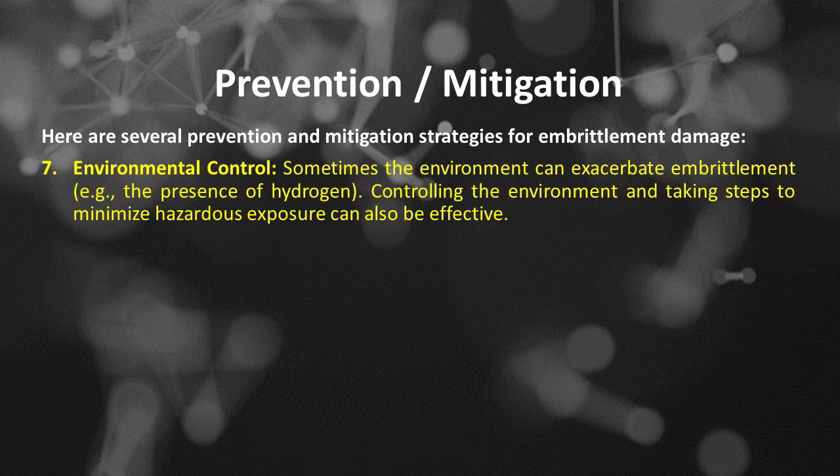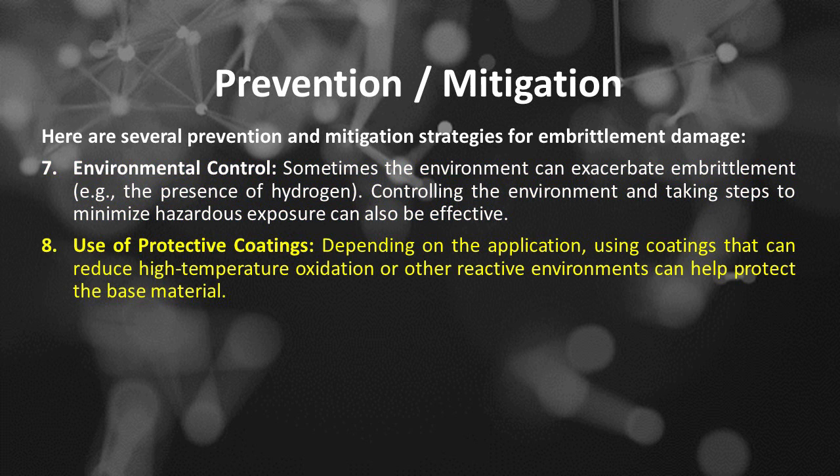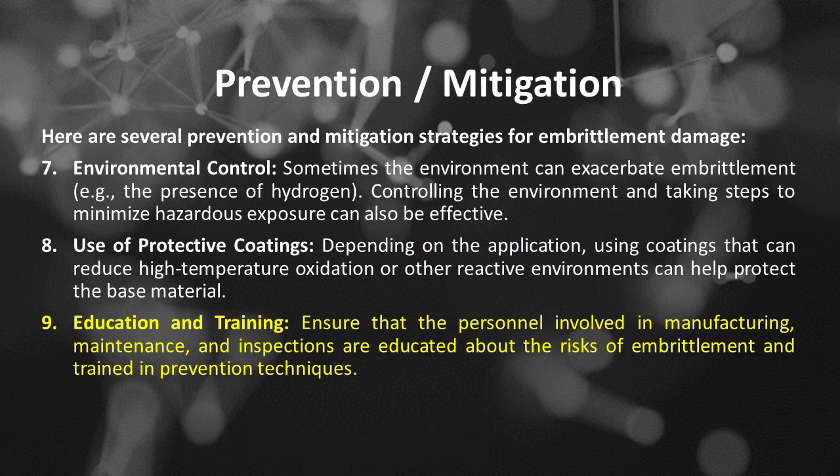Number 7 is environmental control. Sometimes the environment can exacerbate embrittlement, such as the presence of hydrogen. Controlling the environment and taking steps to minimize hazardous exposure can also be effective. Number 8 is use of protective coatings. Depending on the application, using coatings that can reduce high-temperature oxidation or other reactive environments can help protect the base material. Number 9 is education and training.